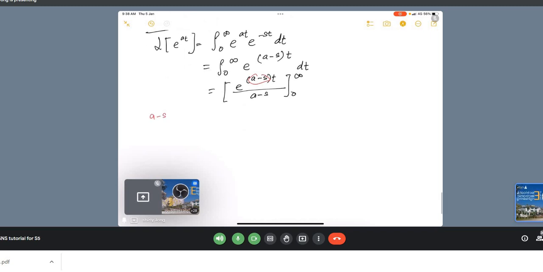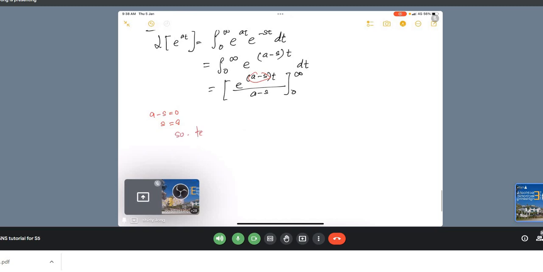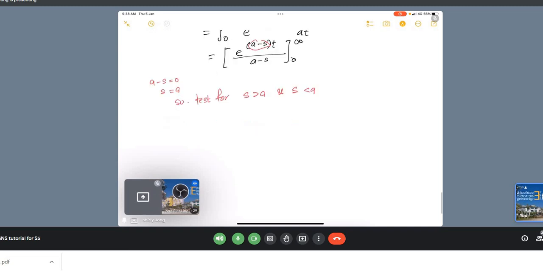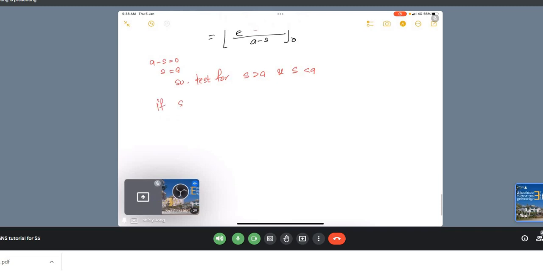a minus s is equal to 0, so s equals a. Okay, so this means what? Test for s more than a and s less than a. Alright? So if s less than a, let's say we have one value, s equal to 5. Let's just assume a is equal to 10. So a is equal to 10.